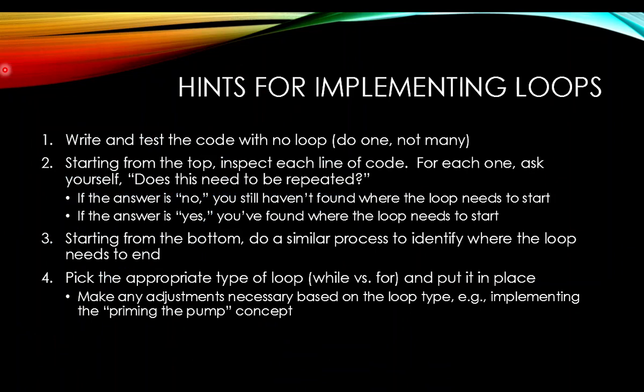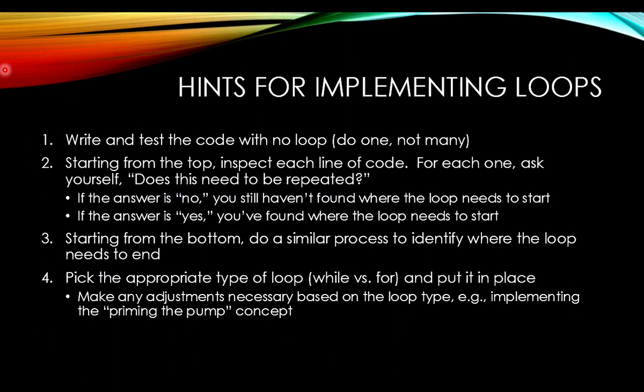First, write and test the code as if you're not doing any looping. So just write the code that works with one thing and don't worry about handling the many things. Then, to figure out where the loop needs to start, you start at the top of the code and you go down line by line and you say, does this line need to be repeated? Does this line need to be repeated, etc., until you find the exact point at which this line doesn't need to be repeated, but this one does. And if so, you know you have to sort of wedge the start of the loop between those two lines.